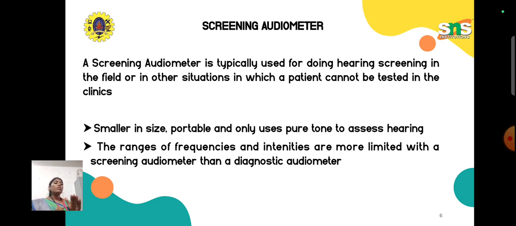A full audiometer is not limited to the pure tone test. We have many tests, such as speech audiometry, SAS test, and so on. But this particular screening audiometer just plays the pure tone. From this itself we come to know if there is any problem or not, so it is enough to have pure tone. That is the reason the screening audiometer has only pure tone, and its range of frequency and intensity is very limited compared to diagnostic audiometry.